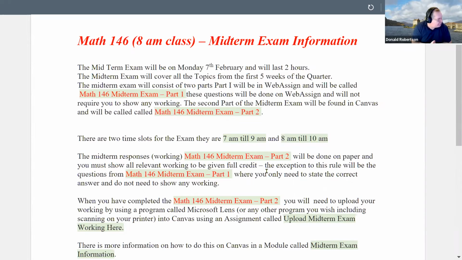But let's pretend you did part 1 first. Then in Canvas, there's going to be Midterm Exam Part 2, and it's a PDF. Just like this is a PDF, when you click on it, it opens up, you scroll through it, there's questions.